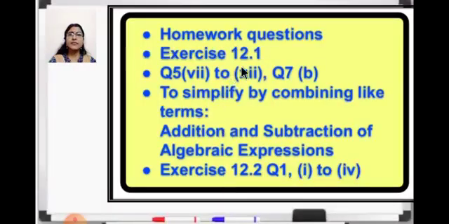Today first we will discuss homework questions. Exercise 12.1, question number 5, 7th part to 12th part was your homework, and question number 7 B part was your homework. So first we'll discuss homework questions, and then we will understand how to simplify by combining like terms, and in that we will understand addition and subtraction of algebraic expressions. Then we'll do exercise 12.2, question number 1 to 4, fourth part, and 2 questions will be your homework.